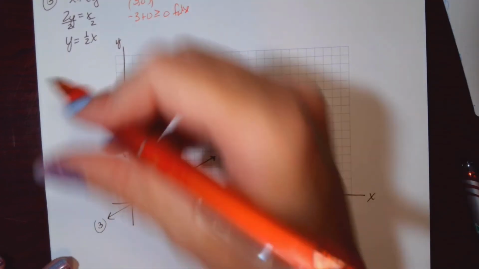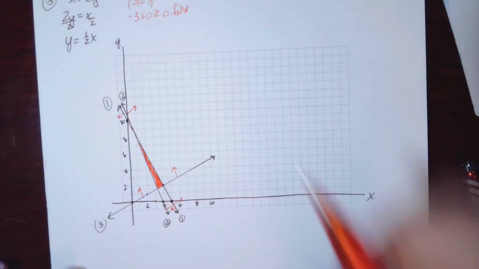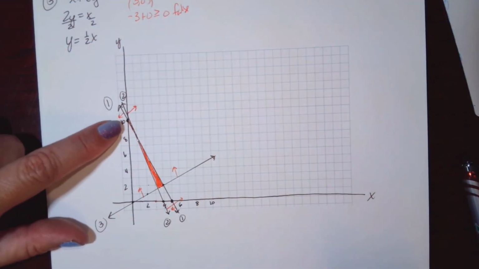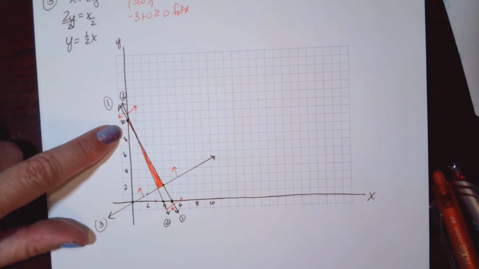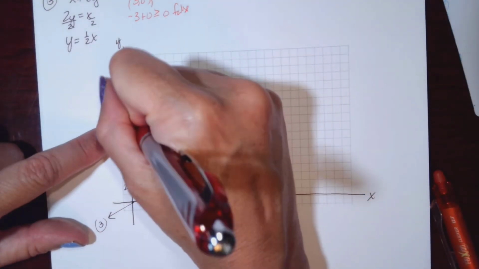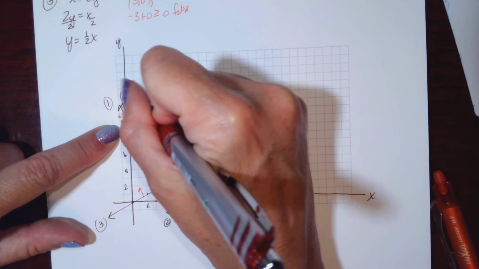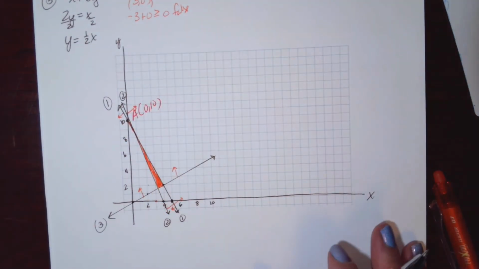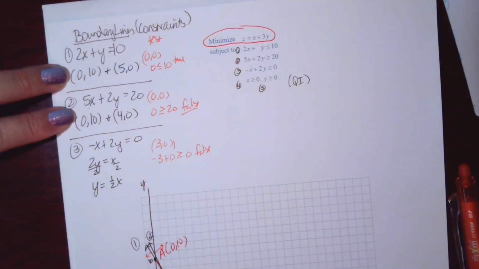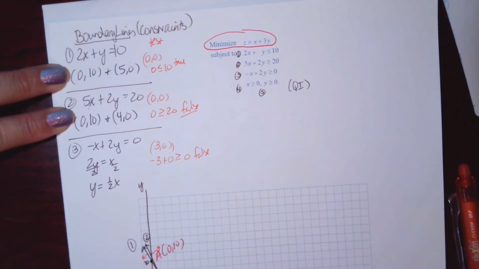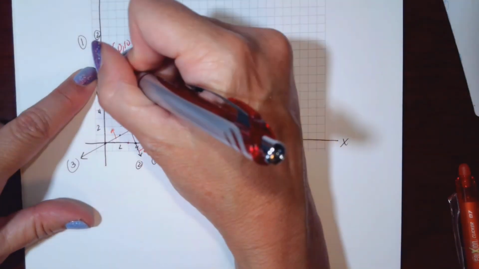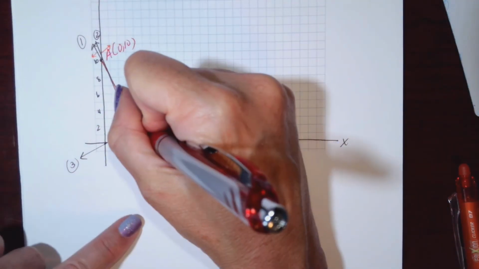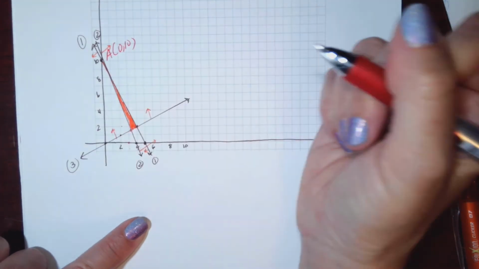All right, now I did not draw that super well. Both of these lines should go through that same point. So this first point is at 0, 10. And I know they both go through that point because those were the y-intercepts for both of those lines. So 0, 10 is this first corner point. I have a corner point here and a corner point there.